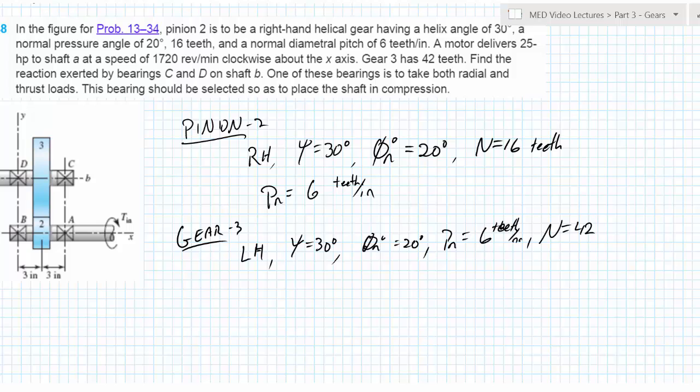The only difference then is that the number of countable actual teeth is 42. The input power is 25 horsepower. Pretty big, decent-sized small motor. And that's spinning at a speed such that the pinion is spinning at 1720 revolutions per minute.